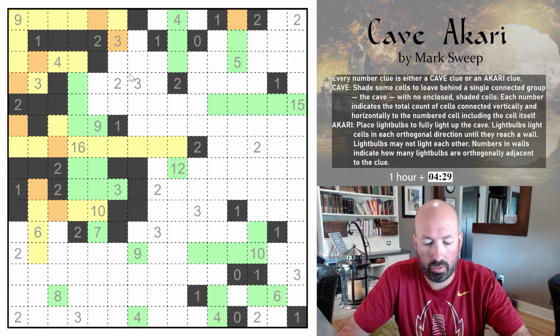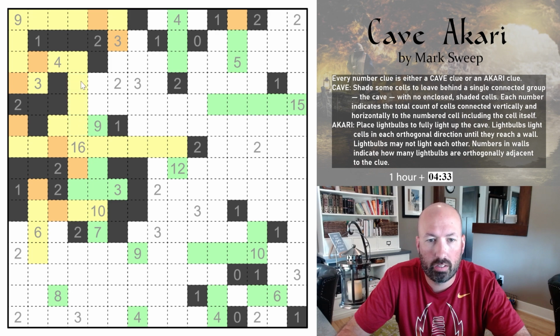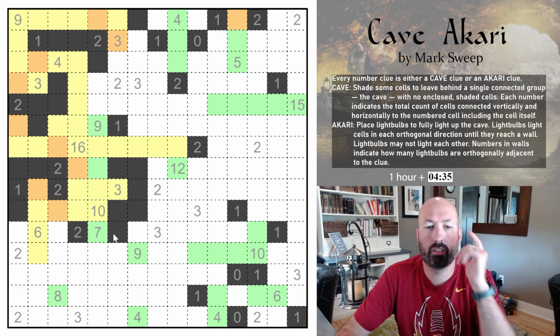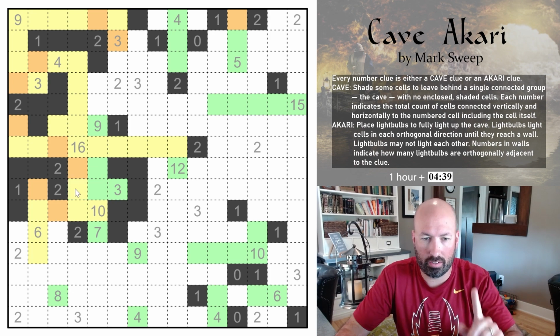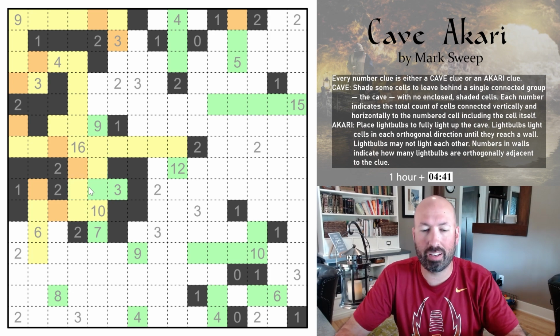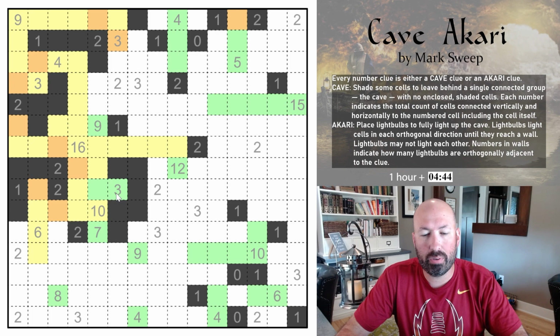Oh, and now we know where the other light on this 2 is. It goes right there. We can light up some more cells. Oh, wait. What did I do? This direction and that direction. There we go. Got to make sure we light up the right ones. And now, how are we going to light up?